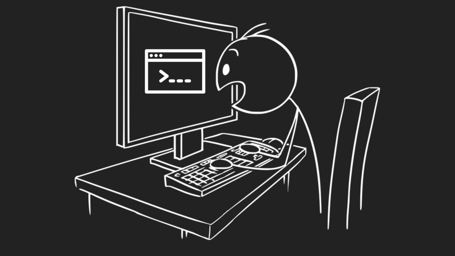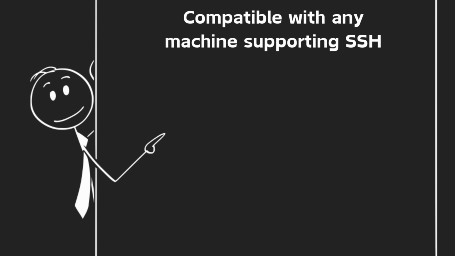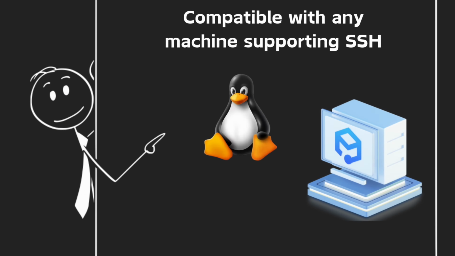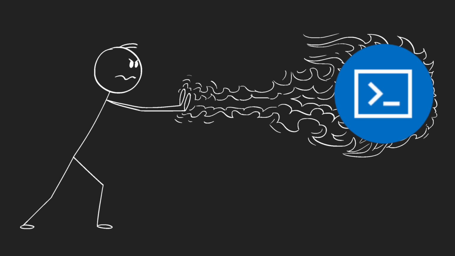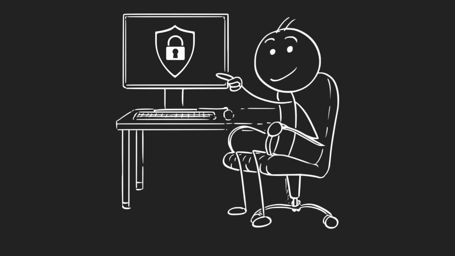You can access the remote terminal directly in VS Code to run scripts or commands. It's also compatible with any machine that supports SSH, including Linux servers, cloud VMs, or other remote systems too. Remote SSH is pure magic. It helps developers work efficiently across different environments, enabling development on remote systems without having to disrupt their workflow.